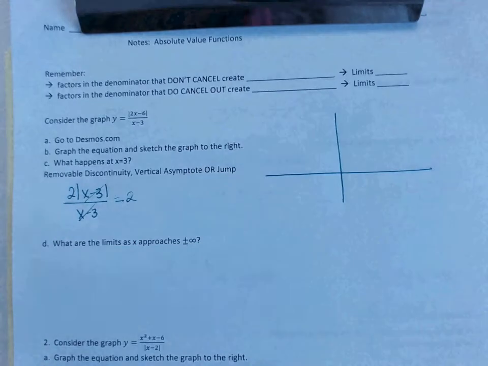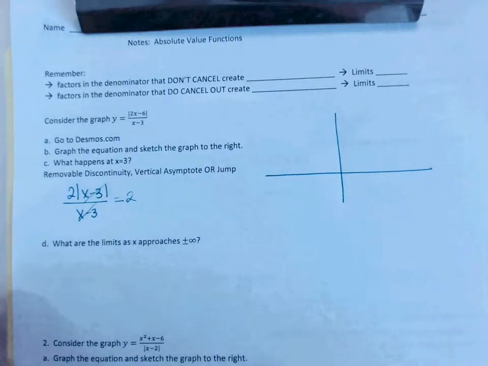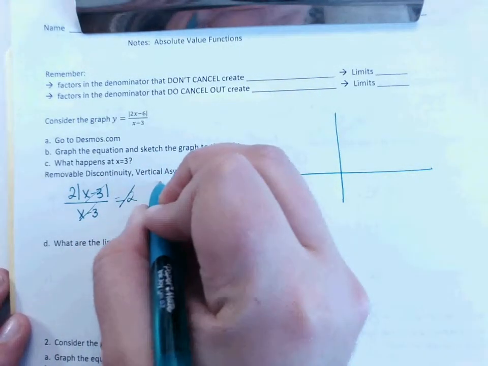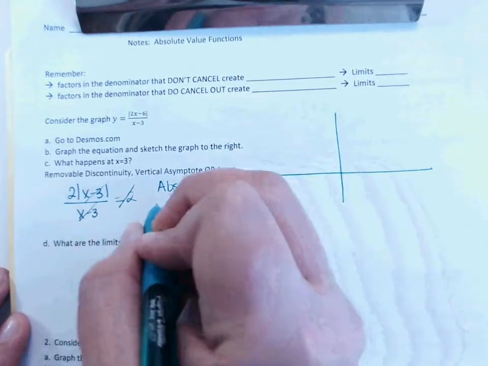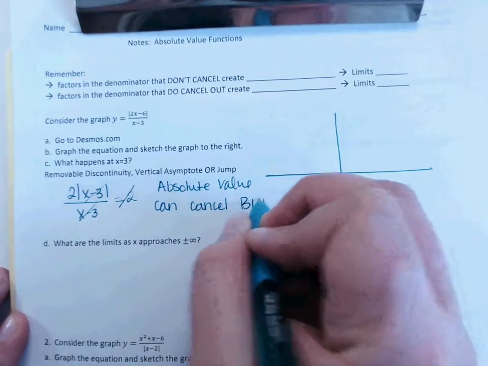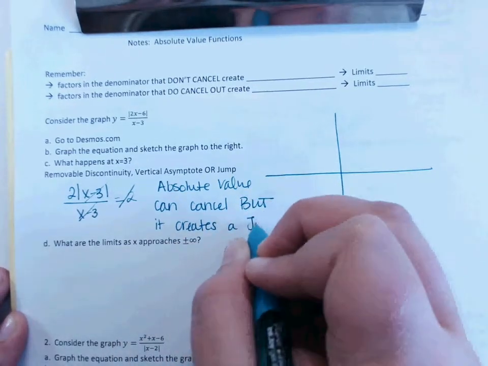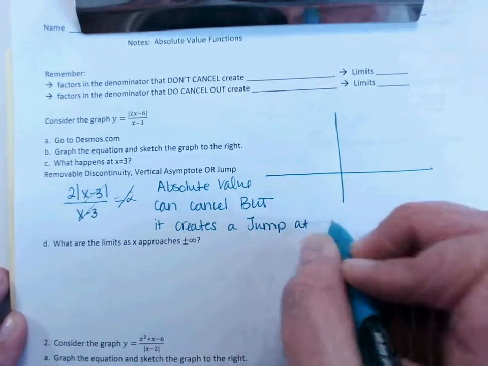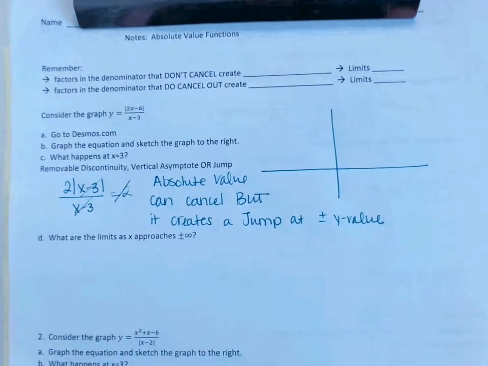Negative 2. So do those limits work if you have absolute value bars? No. Those strategies do not work. So I'm going to put, okay, absolute value can cancel, but it creates a jump at plus or minus the y value. So this is what I mean by that.